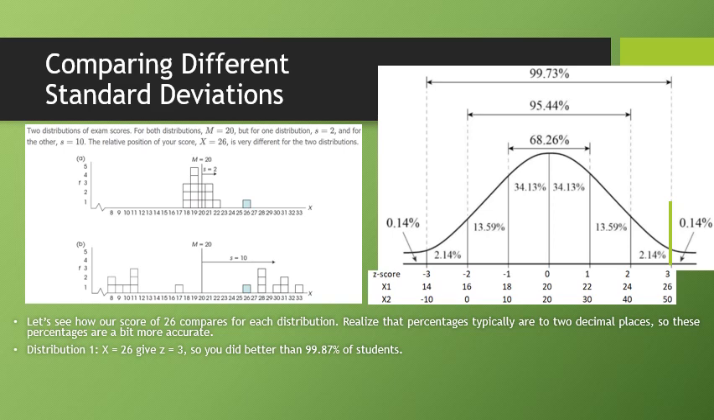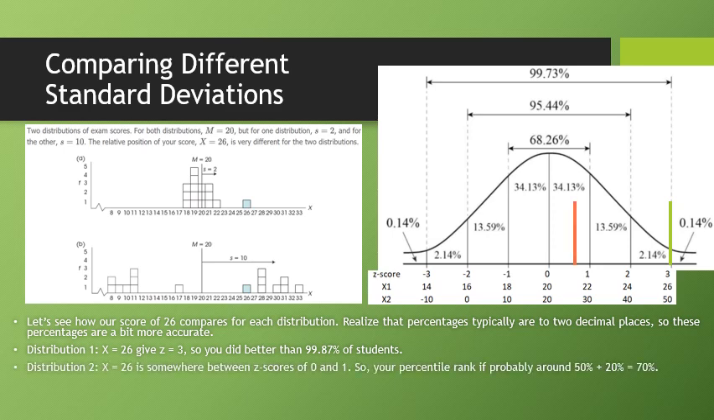Okay? So once that table's complete, you can look at it and you can see that a score of 26 gives a z-score of 3. So go ahead and draw your line at z-score of 3. And then if you added up all the percentages to the left, you would get 99.87%. So you did really, really good on that exam. Only 0.14% of students did better than you.